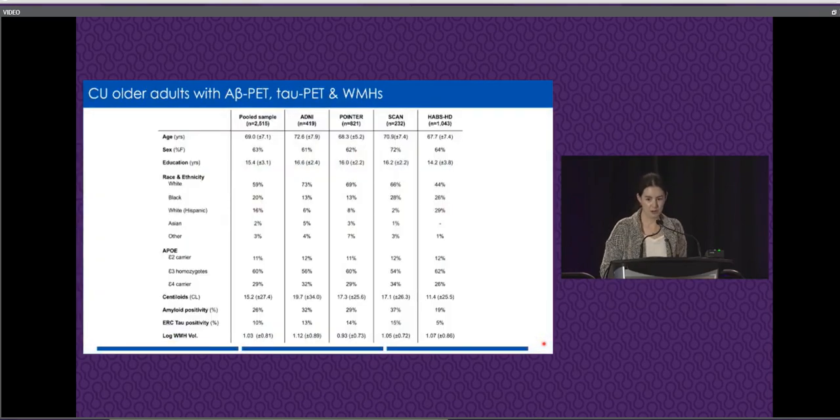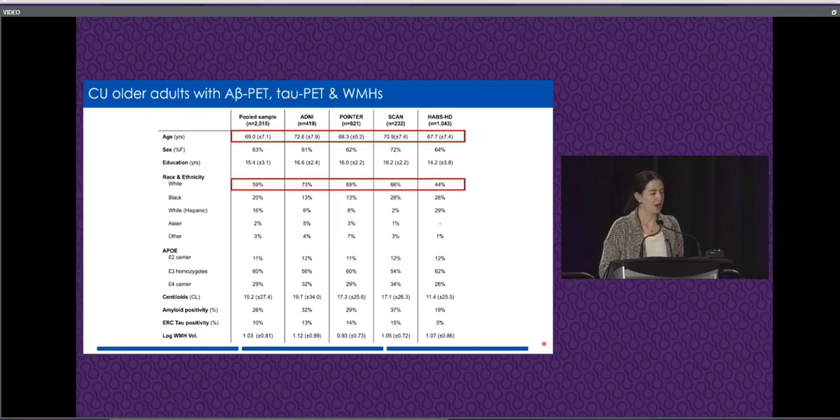This is the sample I'll be focusing on. So I'm focusing just on cognitively unimpaired individuals. We really care a lot about what's happening in this preclinical phase of the Alzheimer's disease spectrum. And I'll just focus on a couple things. In our pooled sample, we have a mean age of 69, but you'll see that the mean age varies across the four cohorts in a way that affects our results.